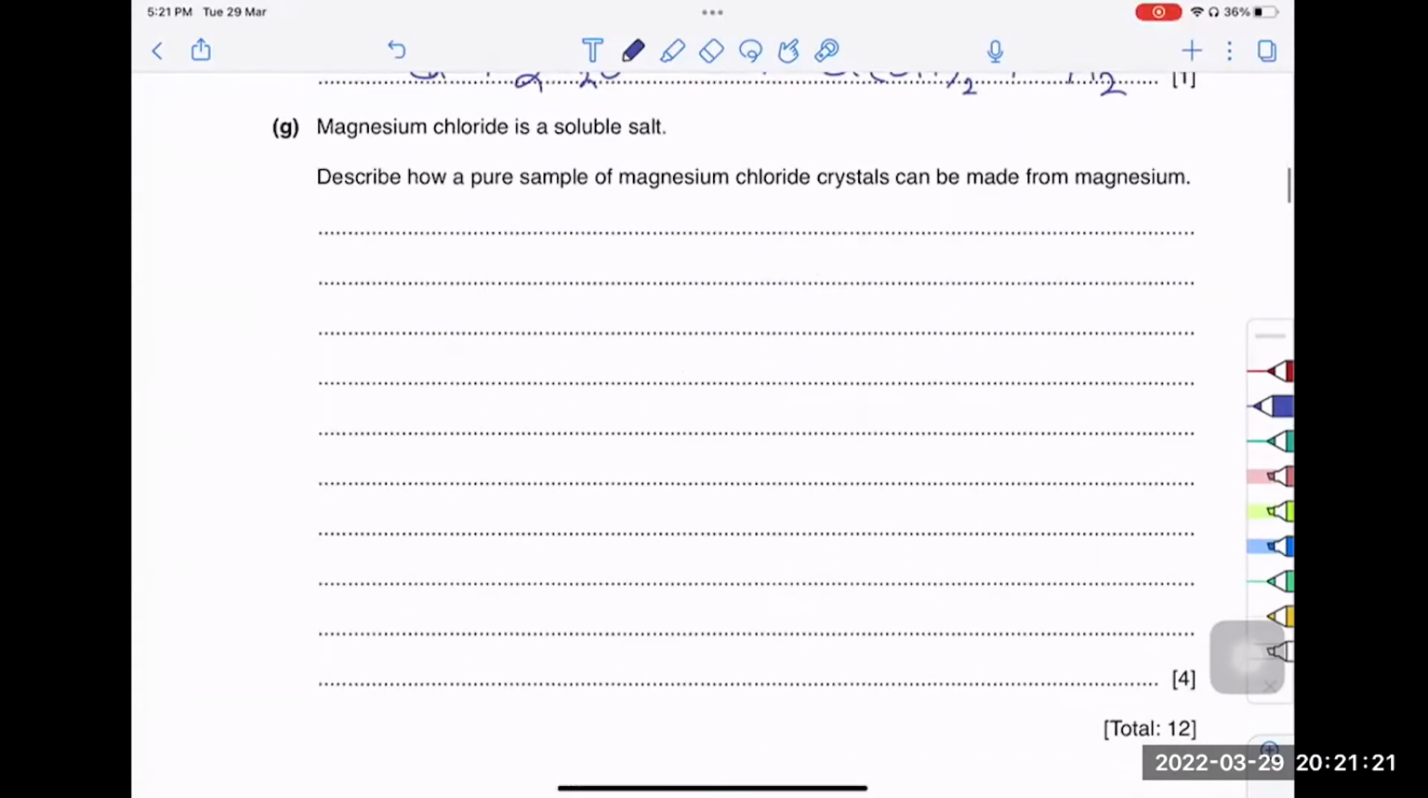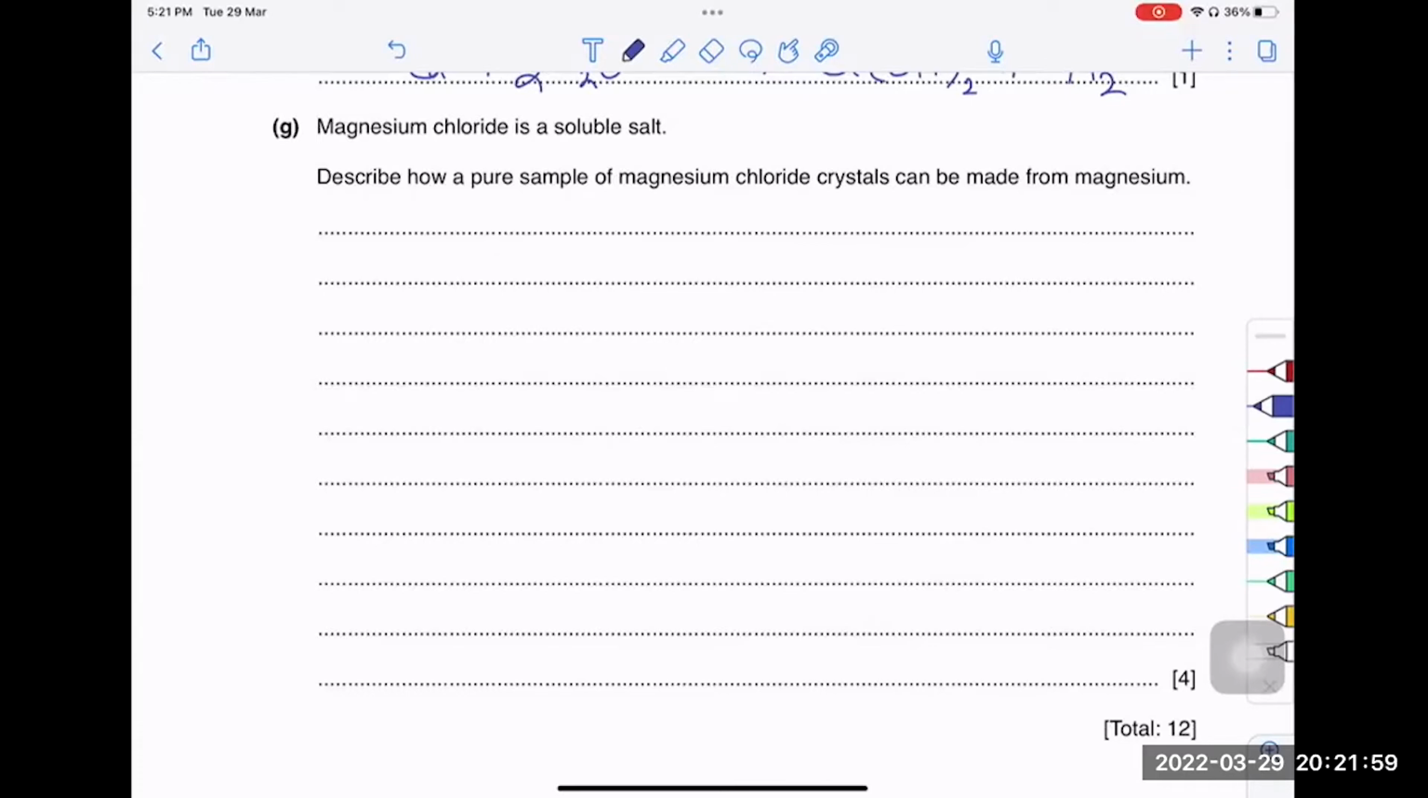Okay, magnesium chloride is a soluble salt. Describe how a pure sample of magnesium chloride crystals can be made from magnesium. Every time you make a salt, you have to know, is it soluble or is it SNAP? Two answers that you need to know. So this is soluble, but it is not SNAP. So what method should I use? The three methods of salt preparation we have talked about. The acid plus base. Very good.